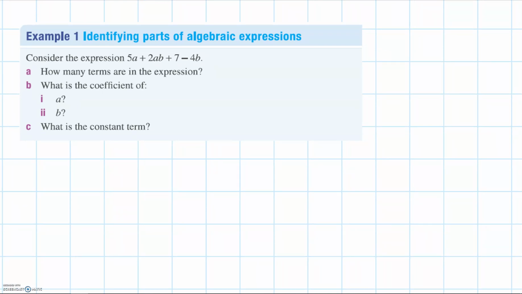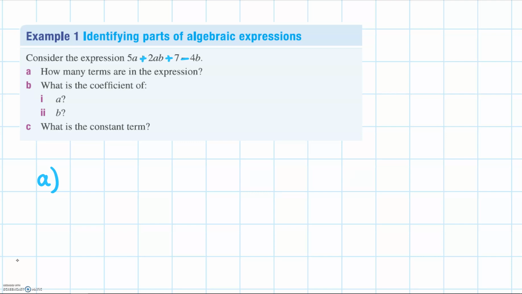The first part is how many terms are in the expression. So part A, how many terms are in the expression? Now, if you remember what I wrote above, terms are separated by plus or minus signs. So I'm going to look at my plus or minus signs. I've got one there, one here, one here.